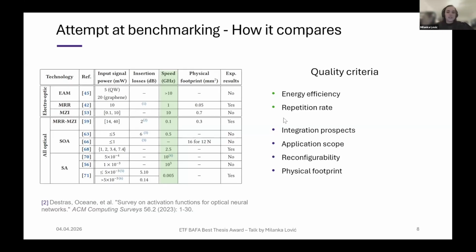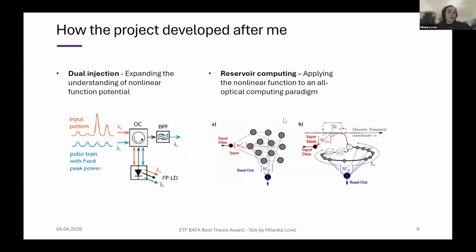Another thing that I wanted to add with some time is that this research is still ongoing in my group. They are now considering systems with dual injection or with three oscillatory systems, or three lasers instead of two, with which they can even improve the characteristics of the nonlinear function. And they are also building entire computational systems, which are all optical, where they use this nonlinear activation function to build a so-called reservoir computer. So there is more to come.